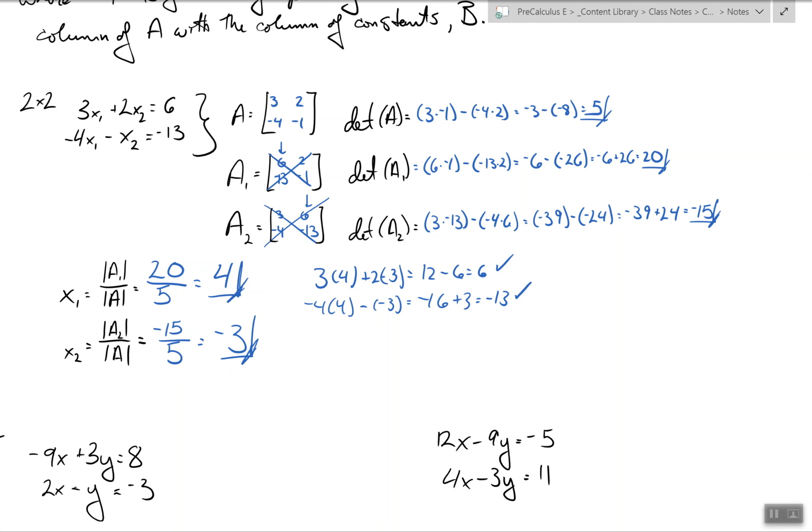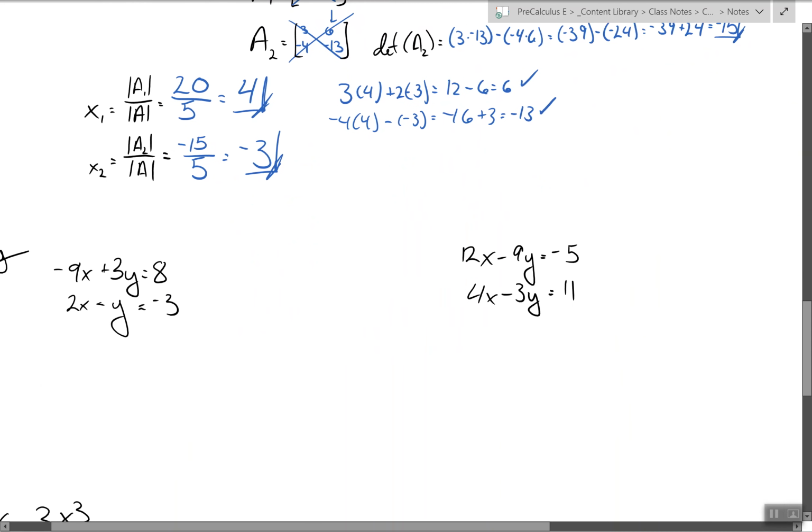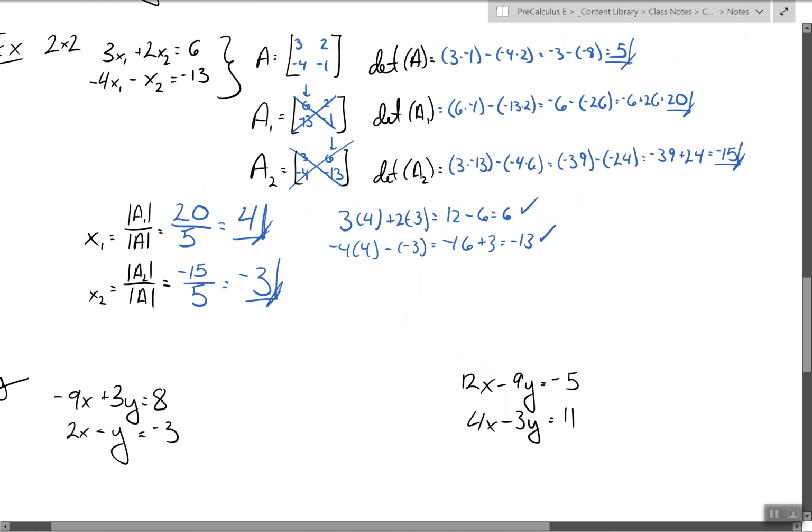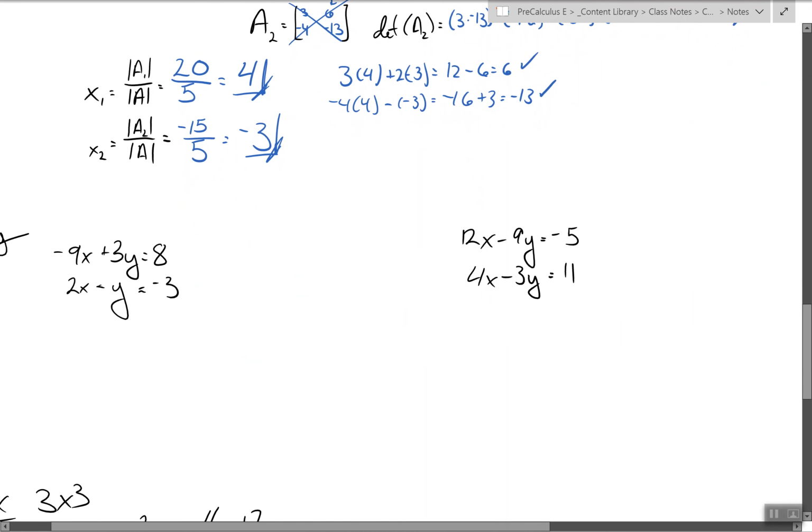This process, again, is a little bit heavy on the legwork, but once you get it set up, it's really quick. Once you understand the process of replacing the individual columns, it is probably the quickest solution method we've got. So there are two more examples down here, and take a go at them using this new determinant method, Cramer's rule. Go ahead and pause the video and try those now.